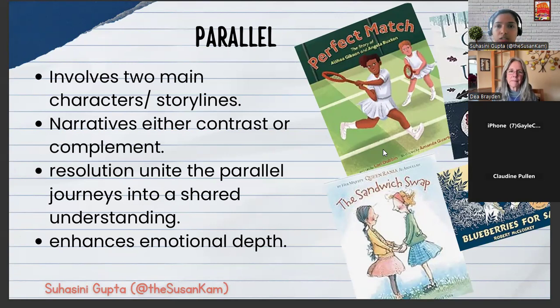To look at some examples, we'll see Perfect Match. It's a non-fictional story written by Laurie Dubin. It's a story about one Black woman and one Jewish woman, Althea Gibson and Angela Buxton, who are denied from playing tennis, but later on they meet and partner to play in doubles.